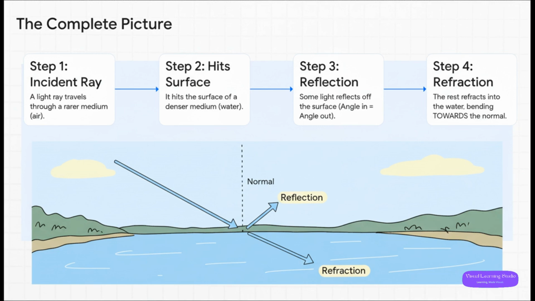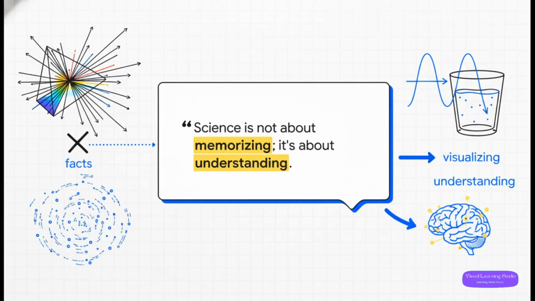Step 3, some of that light reflects. It bounces right off, following the law of reflection. Angle in equals angle out. But at the exact same instant, step 4, the rest of the light refracts. It pushes into the denser water, slows down, and bends towards the normal. Reflection and refraction happening together at the same time. That's the complete picture. And that's really the key to all of this.